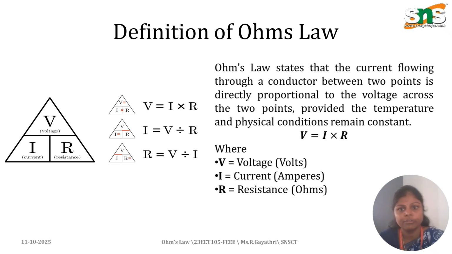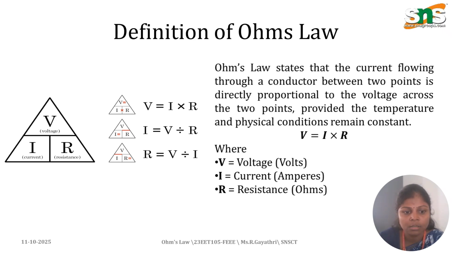Coming to the definition, Ohm's law states that the current flowing through a conductor between 2 points is directly proportional to the voltage across the conductor. The proportionality constant is R, the resistance. Voltage, current and resistance are related by the Ohm's law triangle, where voltage is represented by V, current by I, and R is resistance, whose unit is ohm.